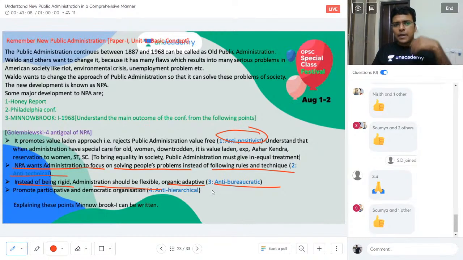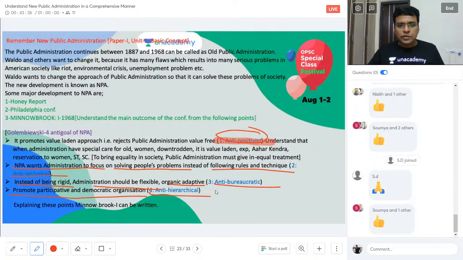So instead of being bureaucratic, rigid, it should be flexible, that is anti-bureaucratic. It promotes participative and democratic organization, that is anti-hierarchical. Instead of focusing on hierarchy, where it is only centralized and only the top can make rules, administration should be participative, anti-hierarchical. So what do you need to remember? You need to remember these four words: anti-positivist, anti-bureaucratic, anti-technical, anti-hierarchical, and 50-60 words you can easily write.